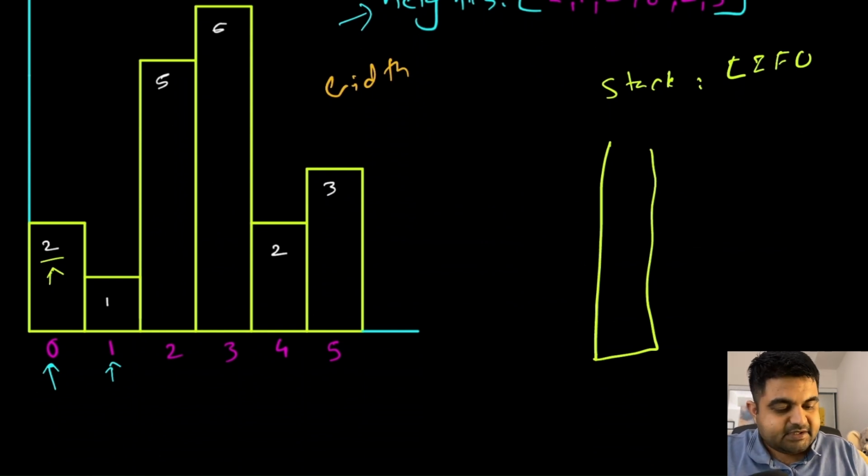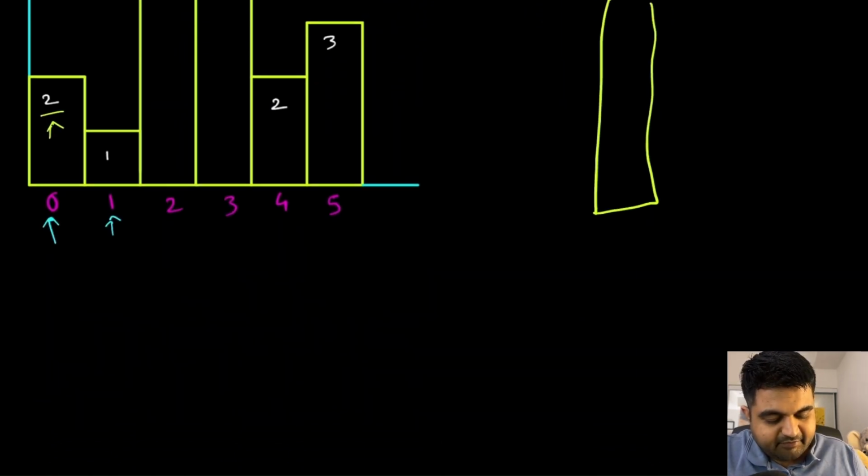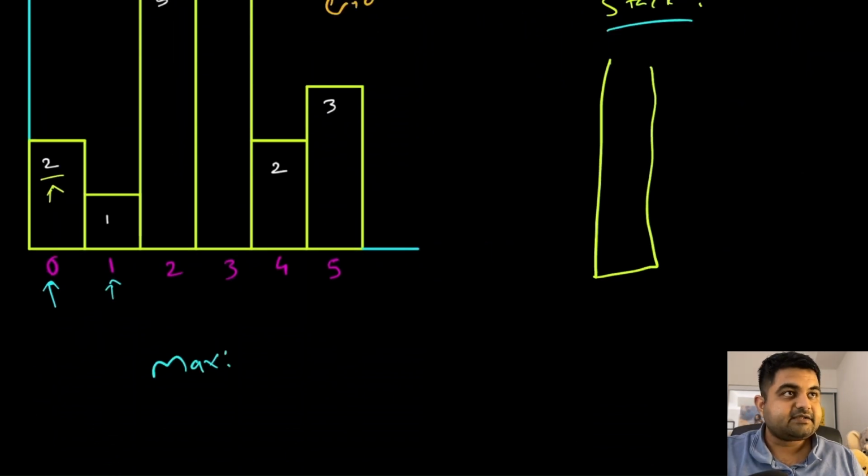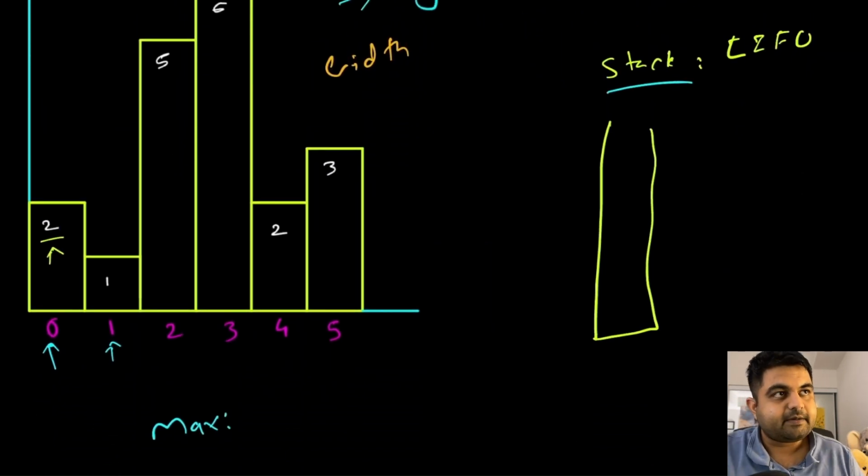So initially stack is empty, okay, and we are also going to have a variable where we are going to store the area. So let's just mark this one as max area that we have been able to calculate so far. Okay, so initially stack is empty. Now we are at this index position number 0, so we add index position 0 inside our stack. Okay, and currently we know that this height is 2.